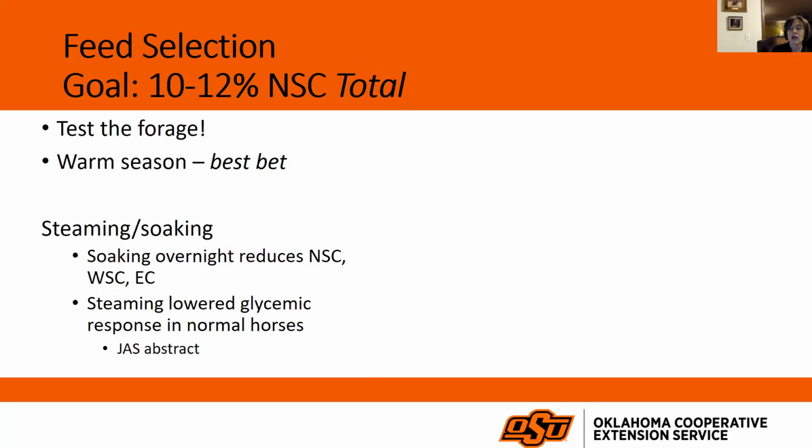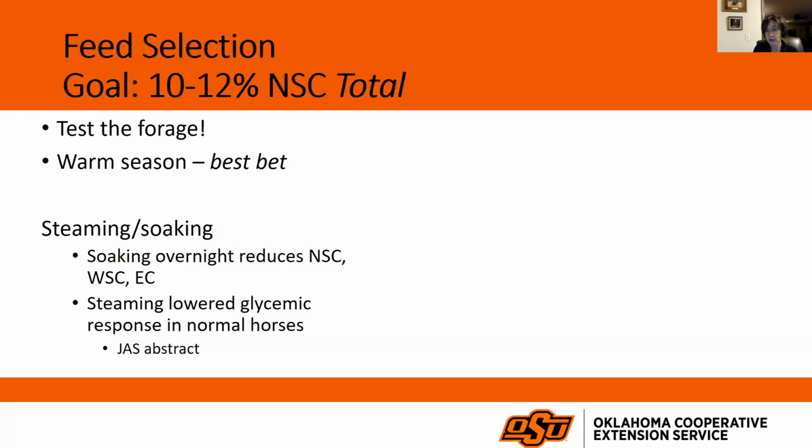Now, in general, we want to feed our horses only 10 to 12% non-structural carbohydrates of the total diet. So that's important to remember. We're talking about the total diet of the horse. And this is for horses with metabolic issues, not our general equine population. So in general, again, I would advocate for the use of warm season forages for these horses, but you also still need to have that forage tested. That's going to be key, so you know what the horse is consuming.